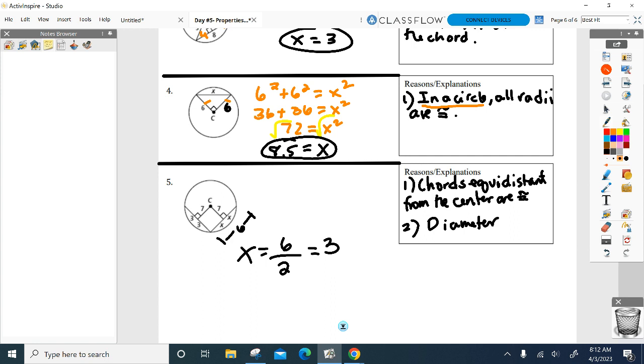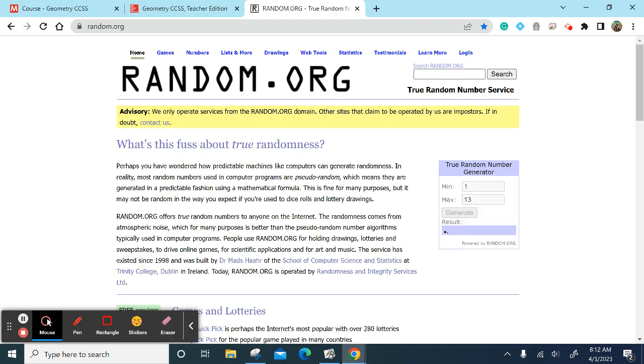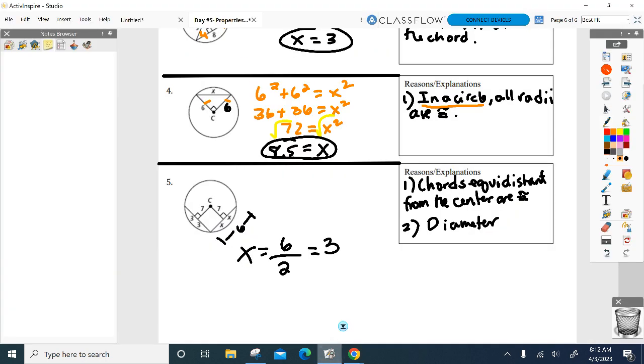I'm going to let you guys start finishing these now. Diameter that's perpendicular to the chord bisects the chord. Fine, I like it. And these are all going to go in our reasons column tomorrow. I know you're excited.